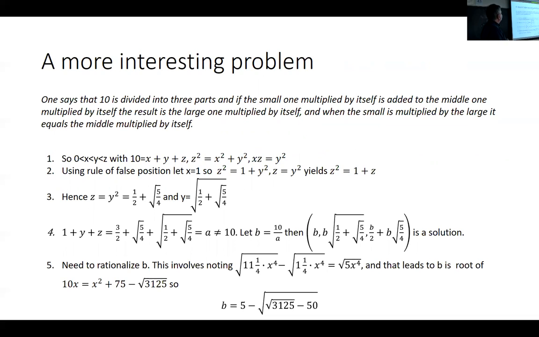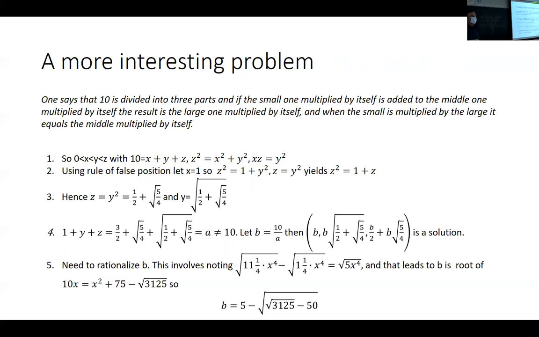One says that 10 is divided into 3 parts, and if the small one multiplied by itself is added to the middle one multiplied by itself, the result is the large one multiplied by itself. And when the small is multiplied by the large, it equals the middle multiplied by itself.